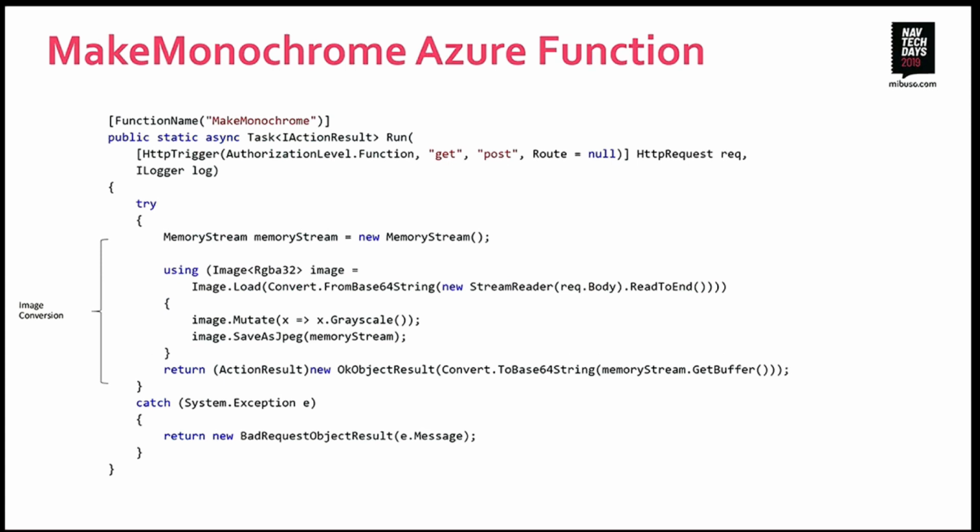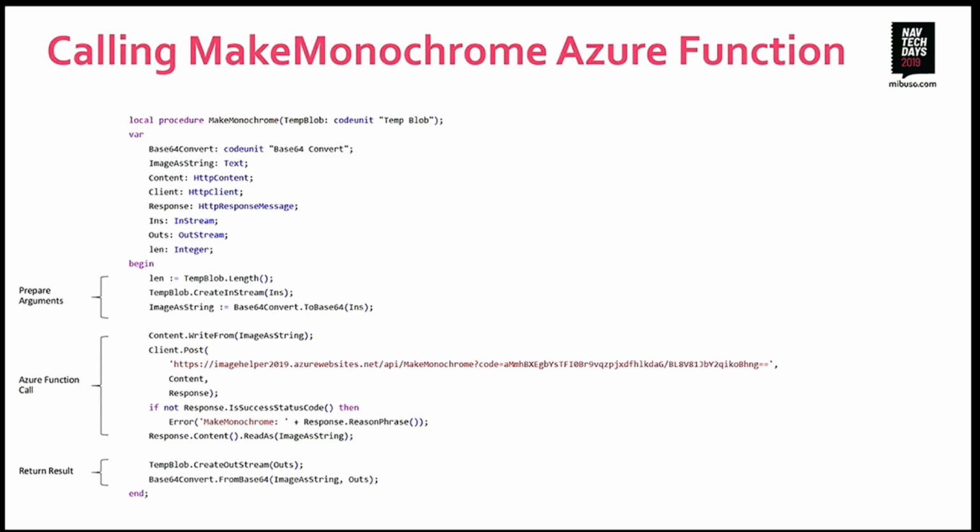If we go back here, this is the Azure function I used. As you can see, the actual part of it is 8-10 lines. The rest is just some boilerplate code, and I'm using an external library. And when I call it from AL, it looks like this. There's a bit of preparing arguments. I'm converting it to base 64 before I send it off. And then there's the call, and the return and the conversion back again.